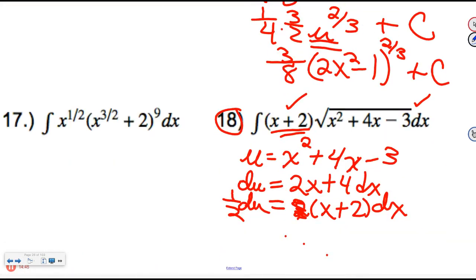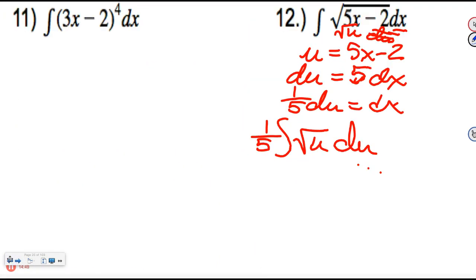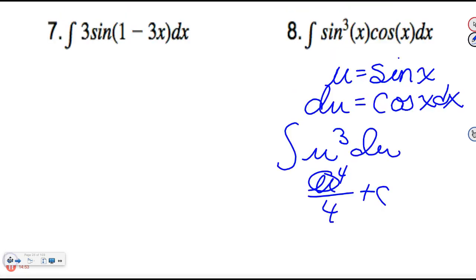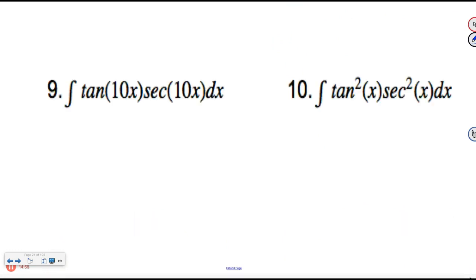There should be 2 more. One with like a tangent and a secant. Am I close? 9 and 10, thank you. I got to go back a page. They're not very well ordered. I wonder who made this packet all random. That would be me.